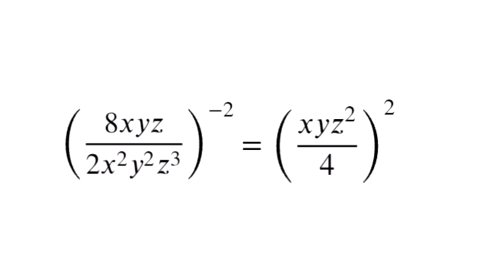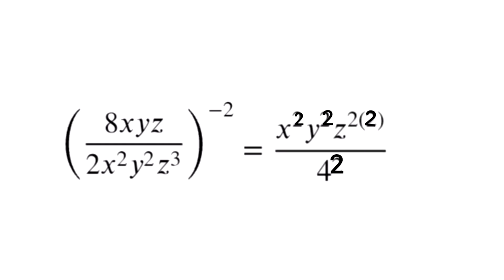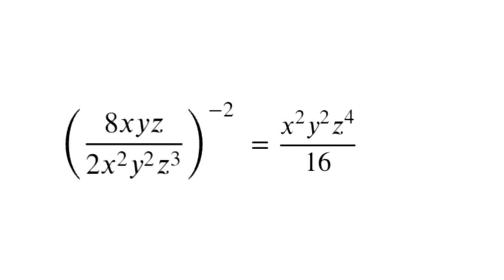Distribute this 2 outside the parentheses to x, y, and g. So we have x squared y squared g to the power 2 times 2 over 4 squared. So 2 times 2 is 4, and 4 squared is 16. So we have the final answer as x squared y squared g to the 4th over 16.